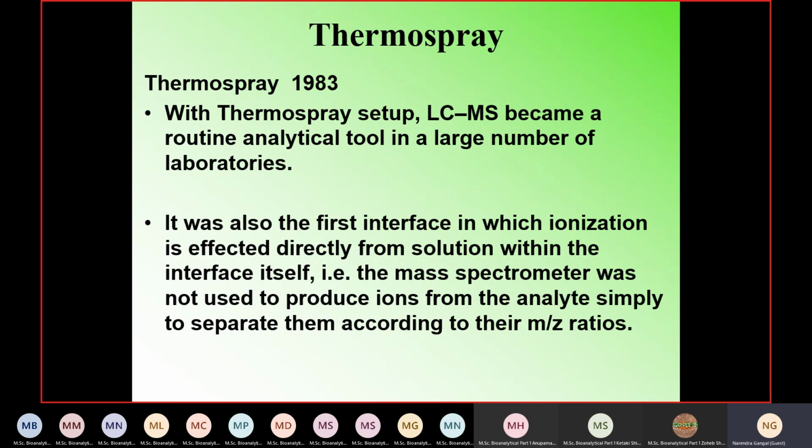Now here you can imagine I am interfacing the LC portion with my mass spectrometer. I told you about thermospray, which is not only an interface but also generates the ions. Typically in GC, I have a flow rate of something like 40 ml per minute, that is a gas. In case of an LC, I am having a flow rate of 1 ml per minute.